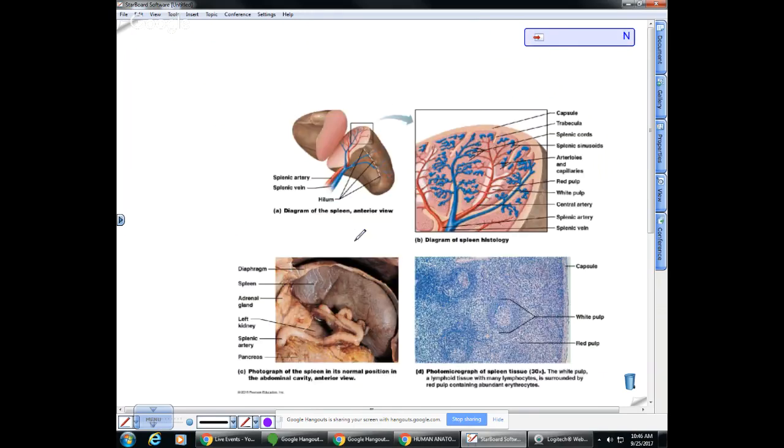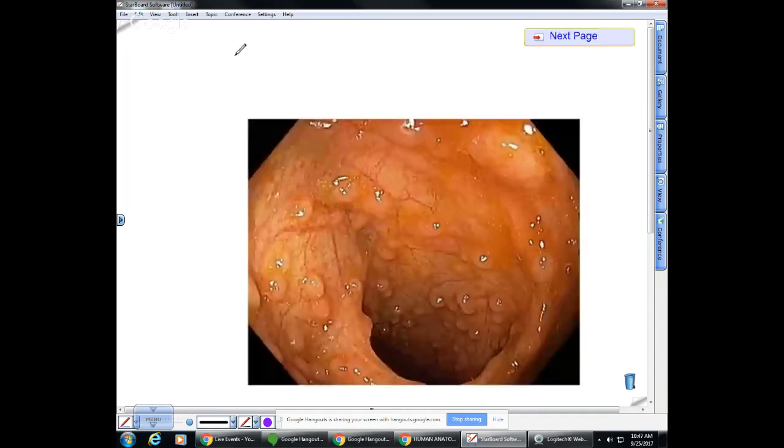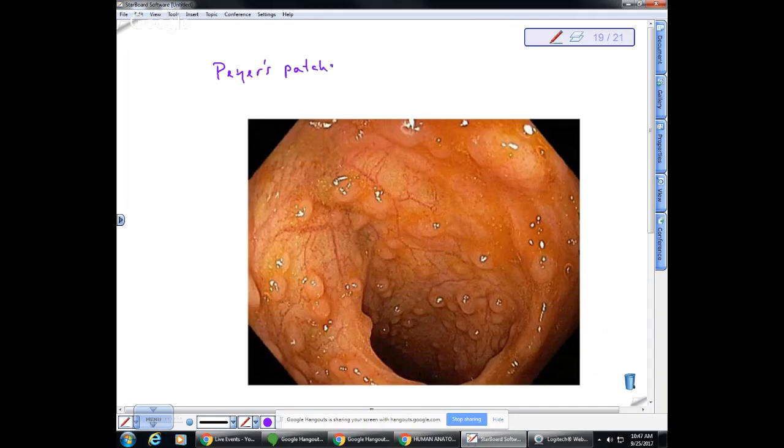Oops. We talked about MALT. Okay, so Peyer's patches. Okay, these are associated with the small intestine. And so if you think about it, we take in lots of microorganisms with our food, right? And most of those get destroyed in the stomach. The Peyer's patches in the small intestine are associated with the mucosa, and they help to protect the body. So they detect microorganisms in the digestive system.